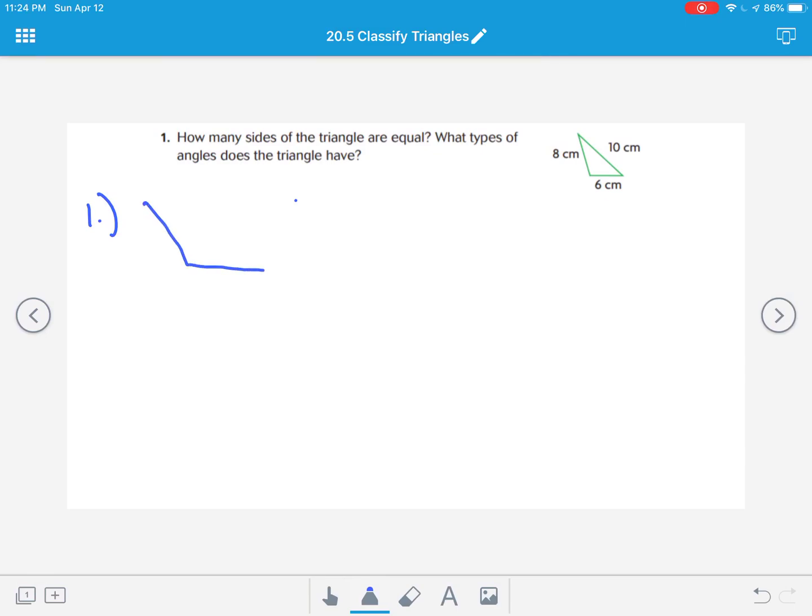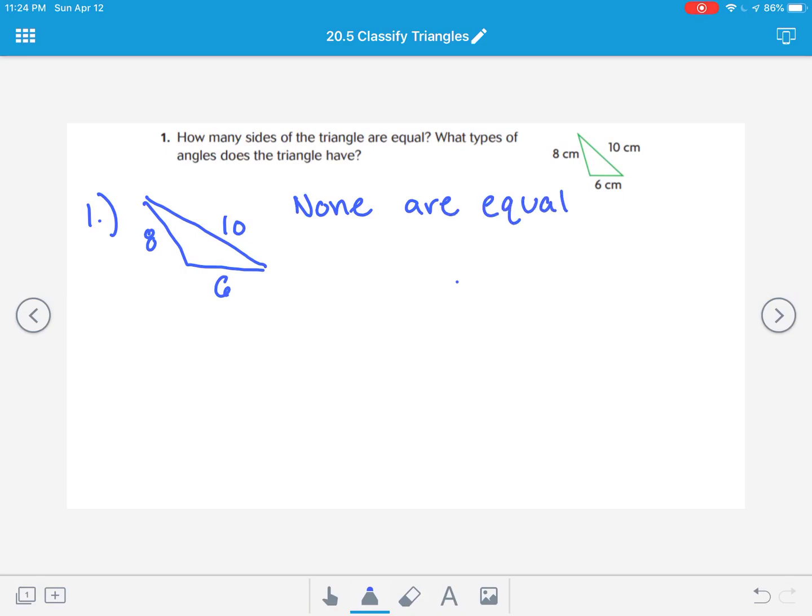It's at a slight slant, and it has sides that are 6 centimeters, 8 centimeters, and 10 centimeters. Number 1 says, how many sides of the triangle are equal? What types of angles does the triangle have? So, how many sides of the triangle are equal? Well, looking at this, none of them are equal. So that's our first part. None are equal.